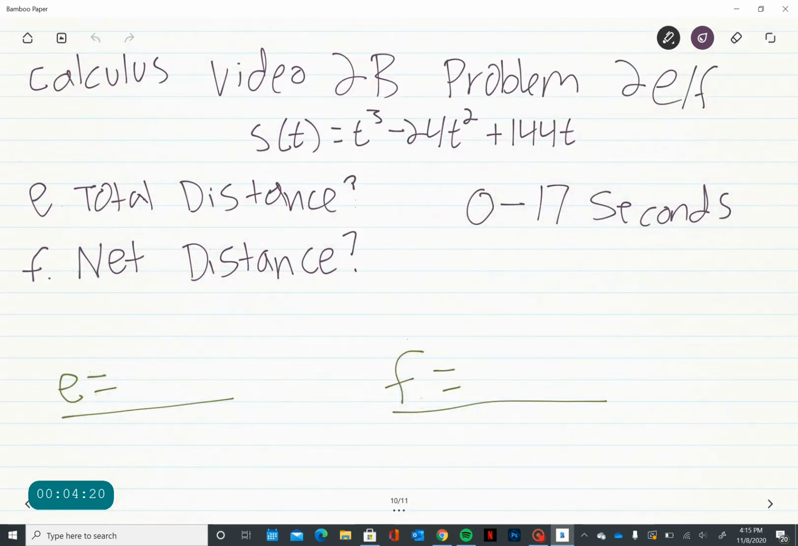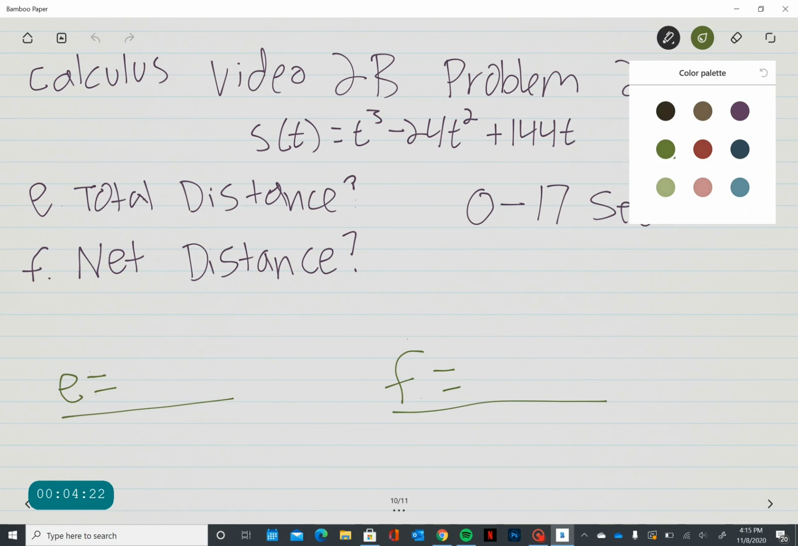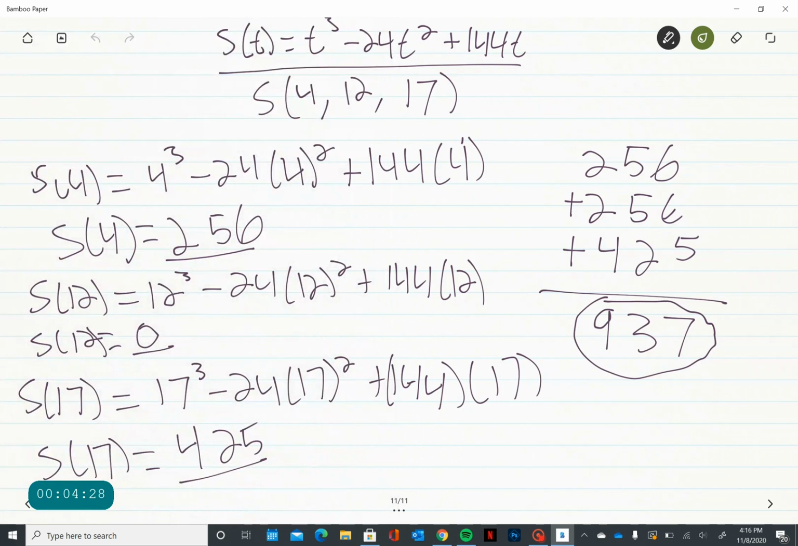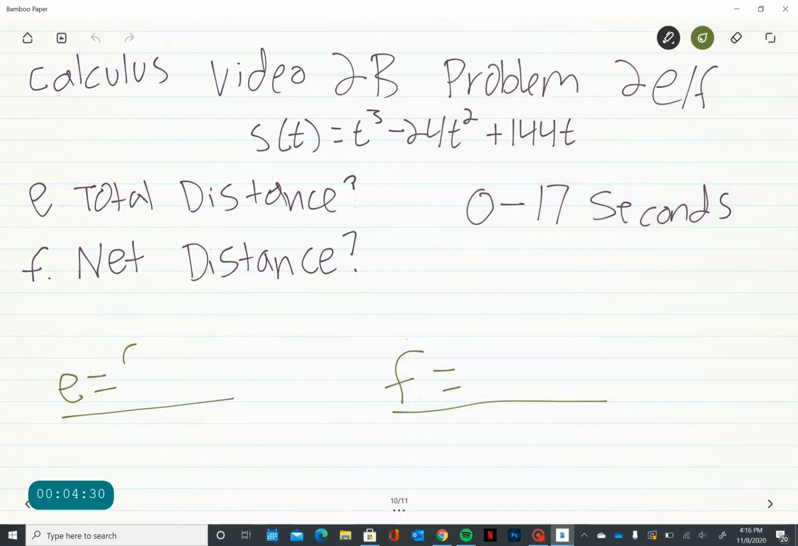And we can go back and input this information over here. So total distance, 937 centimeters. And then F is asking, what is the net distance?